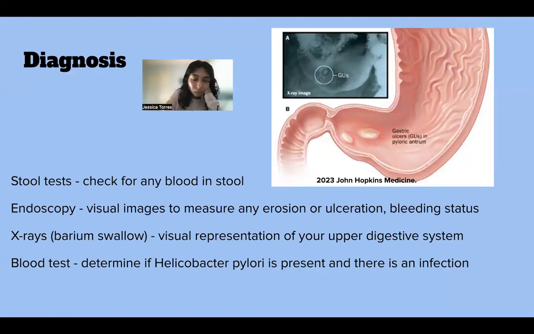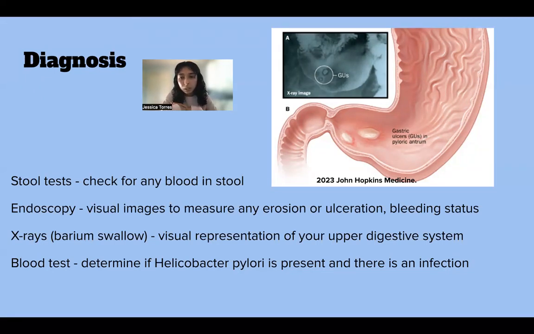Diagnosis. Some diagnoses are stool tests, used to check for any blood in the stool, and endoscopy, which allows for visual images to measure any erosion or ulceration and also bleeding status.